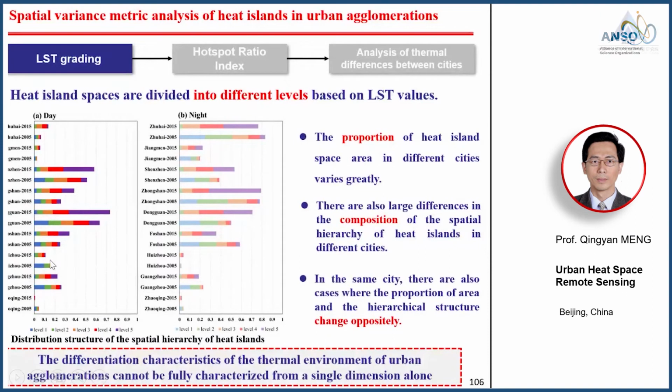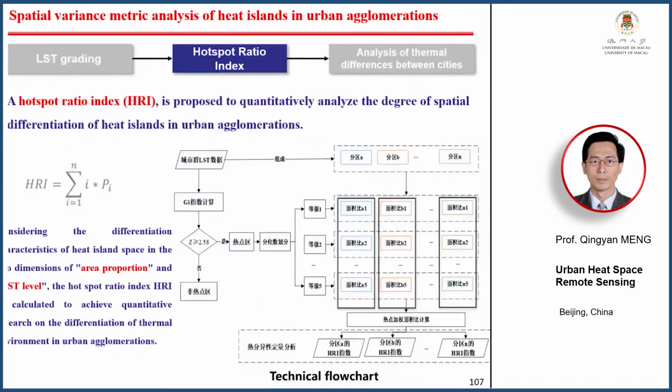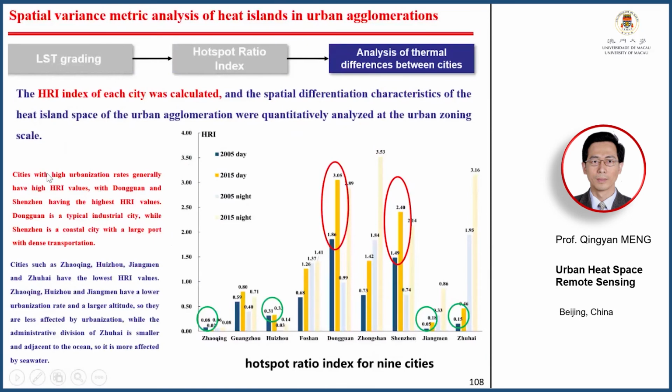The differentiation characteristics of the thermal environment of the urban agglomeration cannot be fully characterized from a single dimension alone. So we also consider using the hotspot ratio index, which is proposed to quantitatively analyze the degree of the spatial differentiation of the heat element in the urban agglomeration. This is the equation. It considers two dimensions: the area proportion and the land surface level, the different levels. So we can use it.